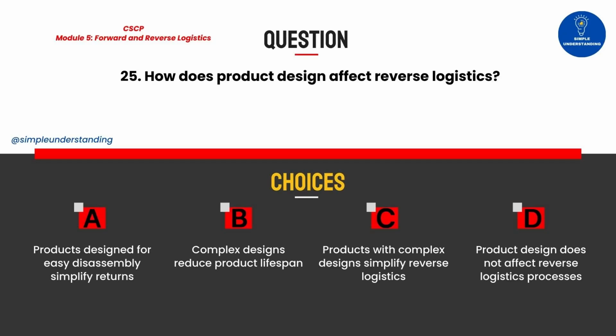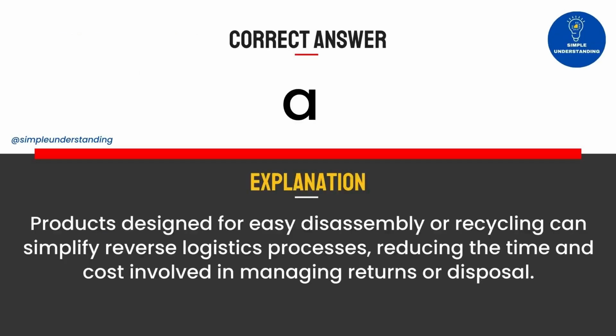25. How does product design affect reverse logistics? A. Products designed for easy disassembly simplify returns. B. Complex designs reduce product lifespan. C. Products with complex designs simplify reverse logistics. D. Product design does not affect reverse logistics processes. Correct answer, A. Explanation. Products designed for easy disassembly or recycling can simplify reverse logistics processes, reducing the time and cost involved in managing returns or disposal.